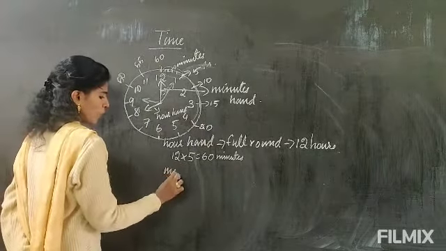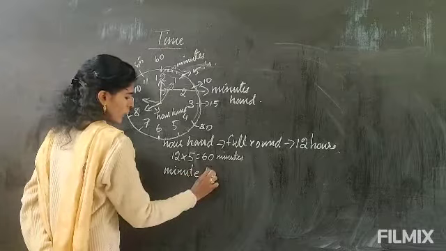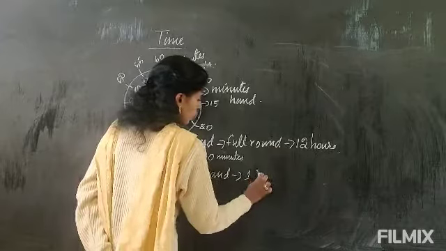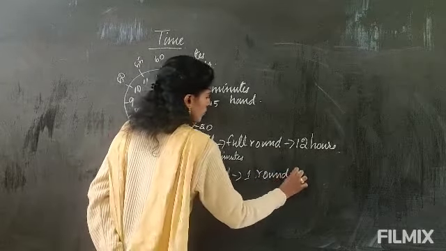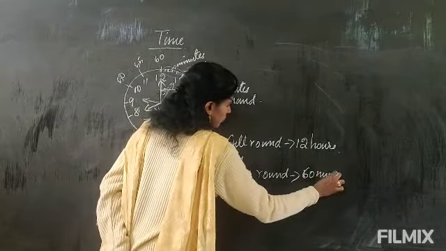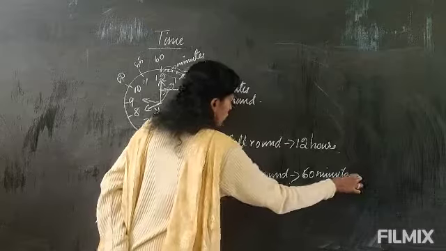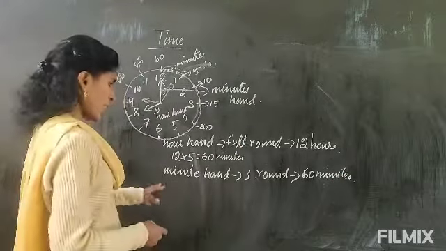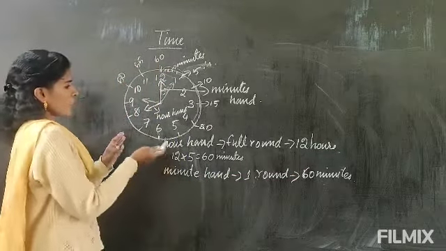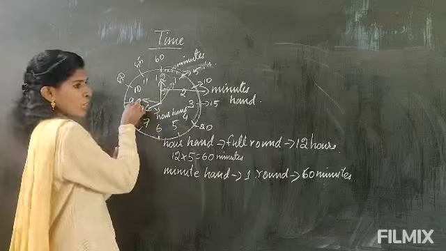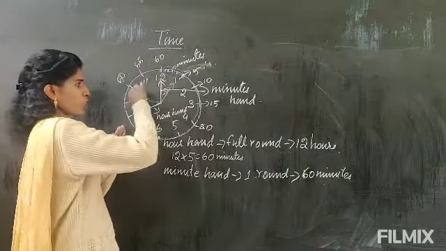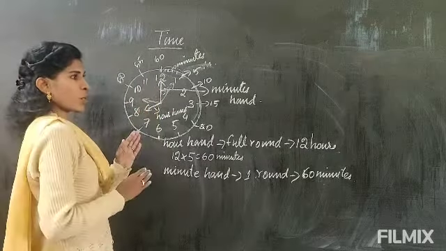So for the minute hand to make one full round, it takes 60 minutes. When this minute hand is making one full round and it becomes 60 minutes, that time the hour hand will pass just from one number to another number. That much it is slower. The minute hand is a little faster and it makes one round and finishes. It takes 60 minutes to pass.